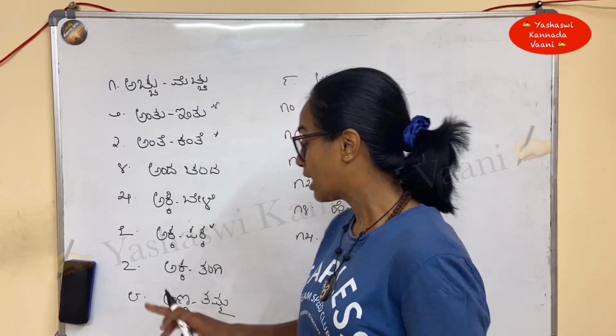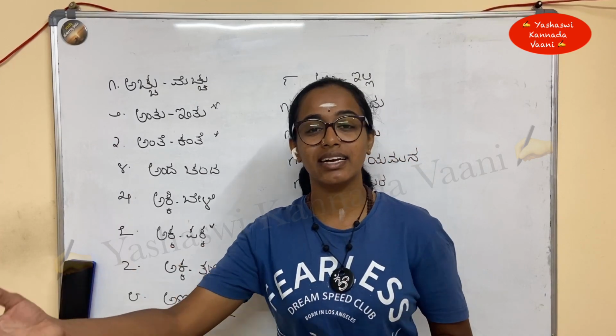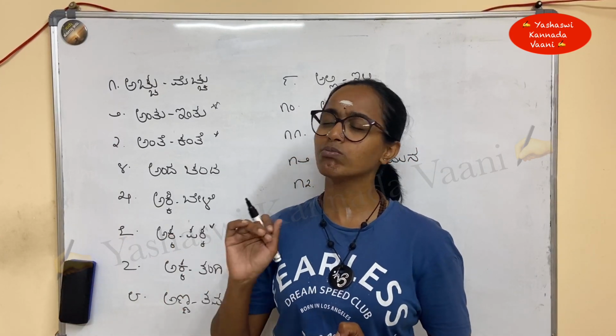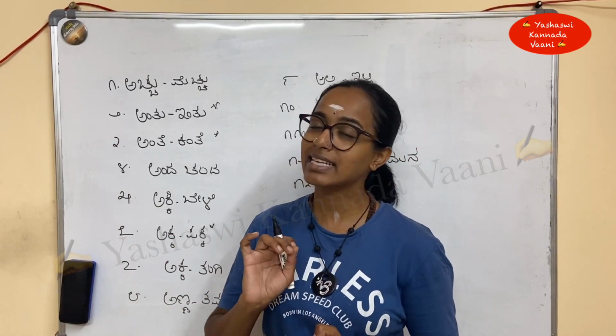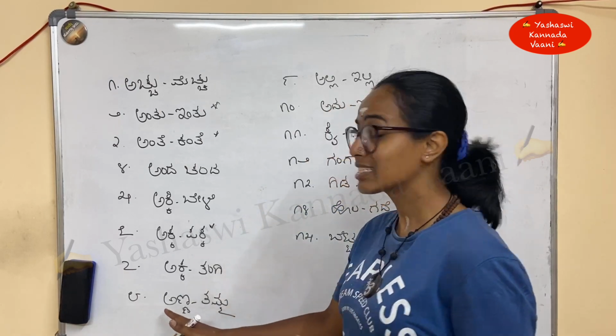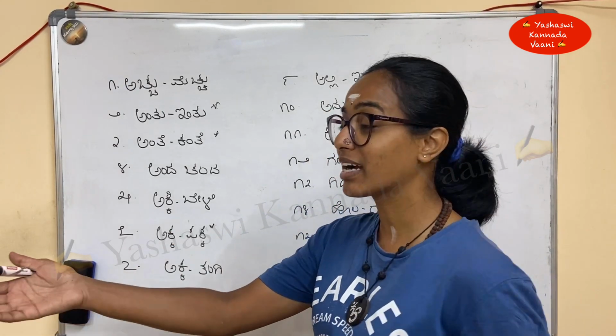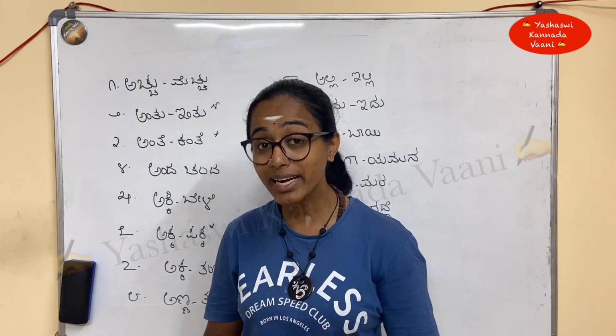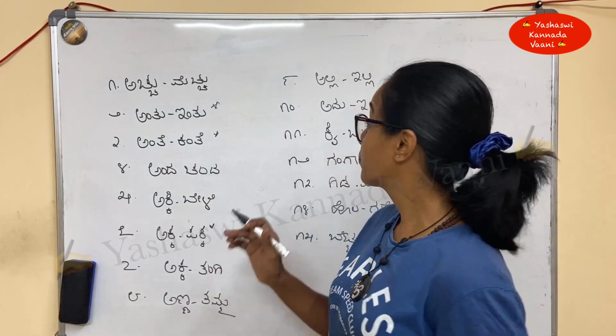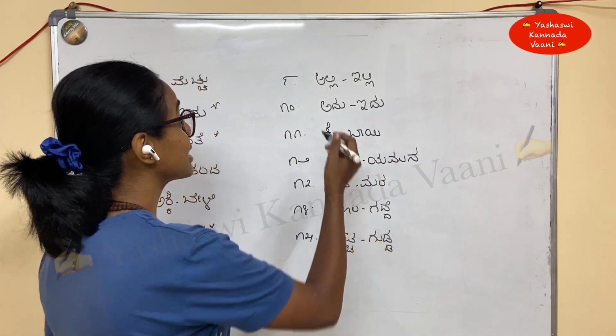Okay, akka tangi, elder sister, younger sister. Akka tangi ibru tumba ಚೆನ್ನಾಗಿ ಹಾಡ್ತಾರೆ. They sing very nicely. Similarly anna tamma, elder brother, younger brother. Anna tamma ibru cricket ಆಡ್ತಾರೆ. They will play cricket.